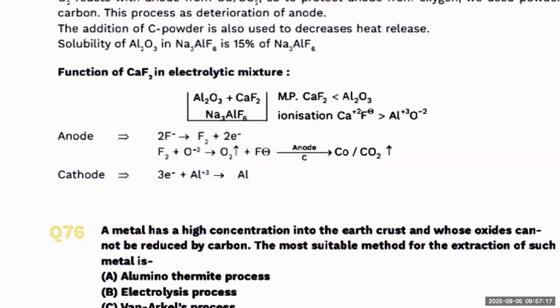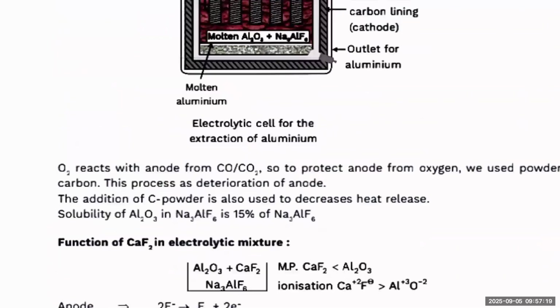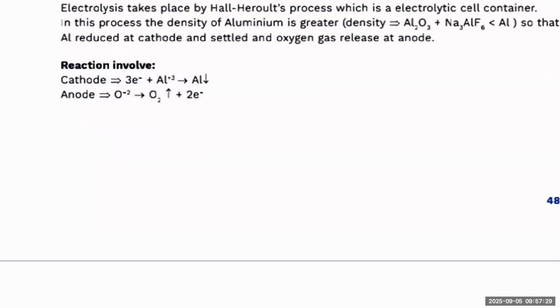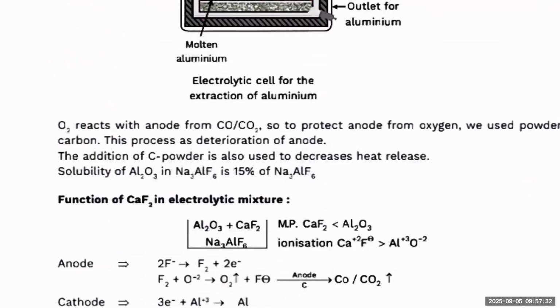So the anode's main reaction is this only. Anode main reaction is O2 minus converting into O2. But because of the presence of F minus, this reaction is also being noticed.